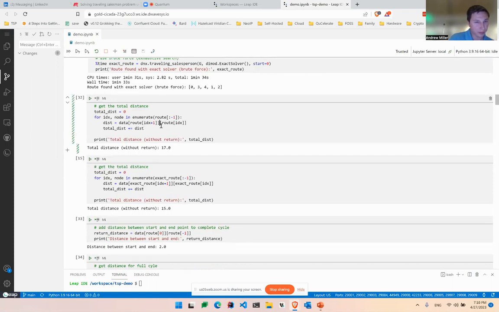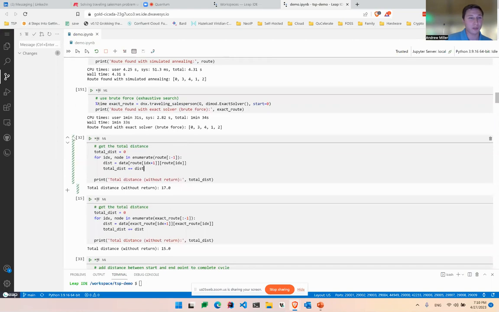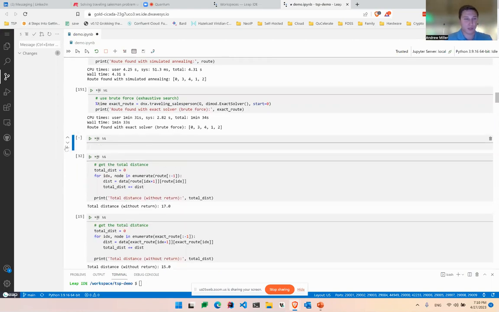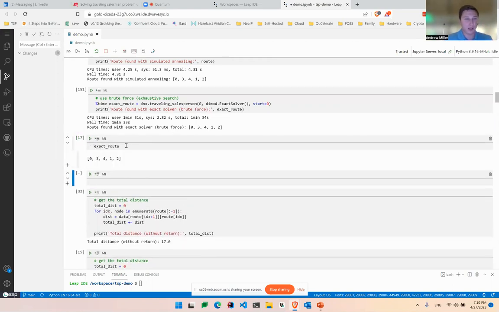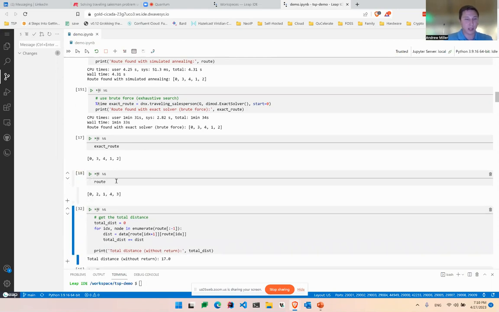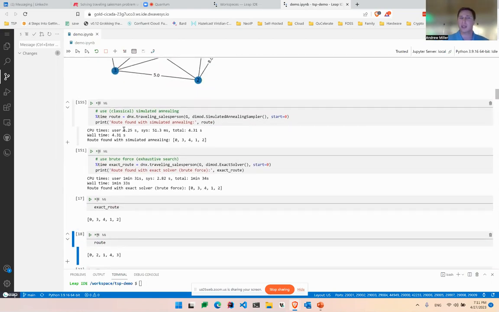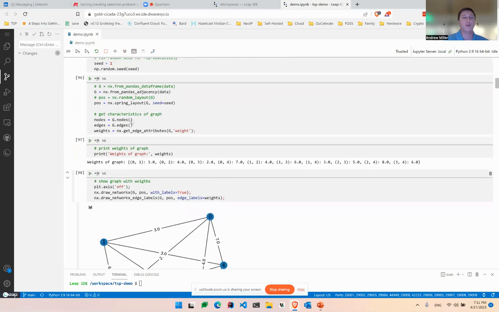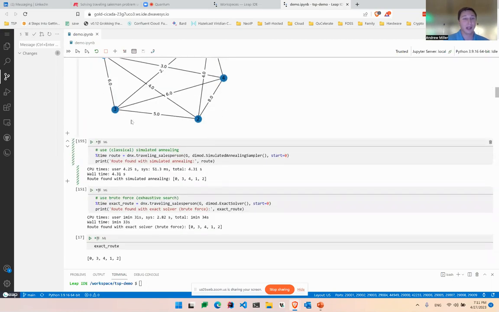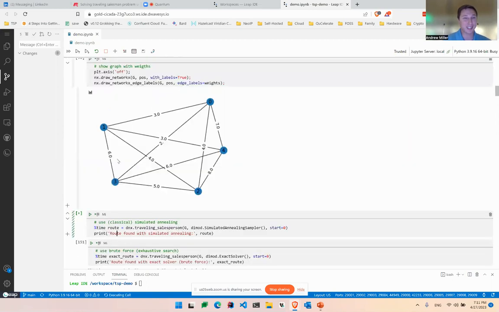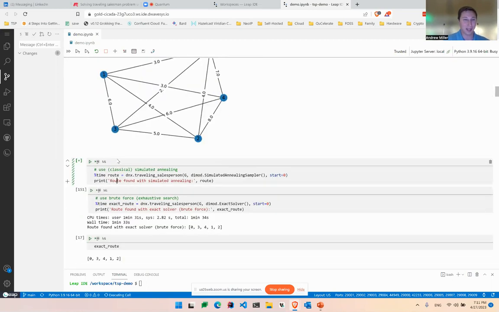Total distance. So you're printing total and printing total. I don't know. Yeah, this is interesting. Well, one way to just troubleshoot it, just to be sure, is do this. Do exact route and route. Yeah, so the actual route, the simulated annealing, and I don't know why this output didn't get updated. Okay. Oh, I know why. I scrolled through it and I didn't actually run it. So that's the problem. I never ran it.